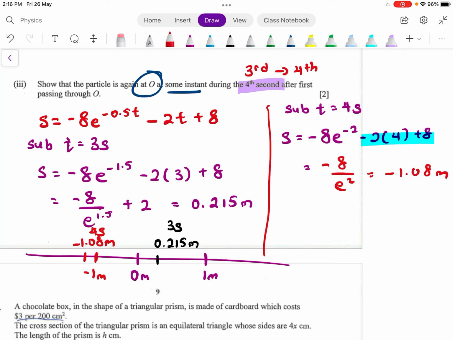So between 3 and 4 seconds, there is a particular moment in time you need to be at 0. Because how do you go from 0.215 meter to negative 1.08 meter without passing through the 0 meter? That's not possible. So at some particular moment in time, you must pass through 0 meter. That's how you solve. They are not asking you to find the time you are at the 0 meter mark. You just need to explain in words.